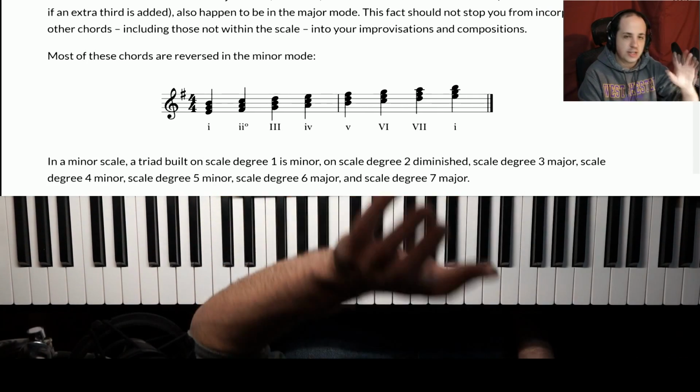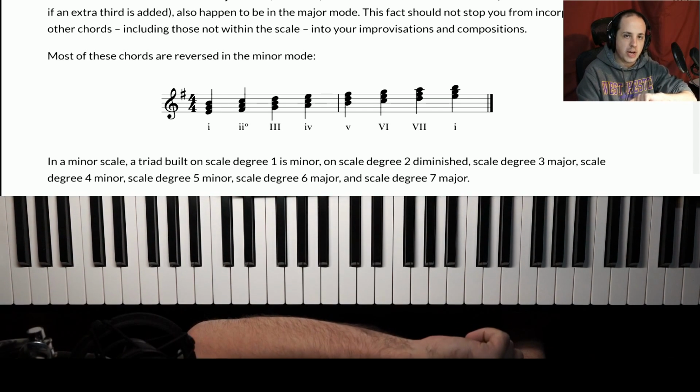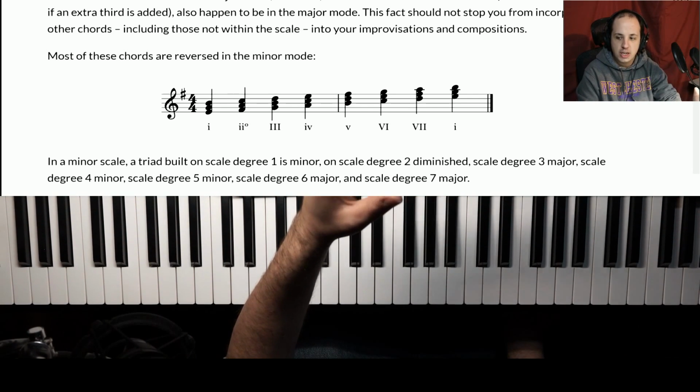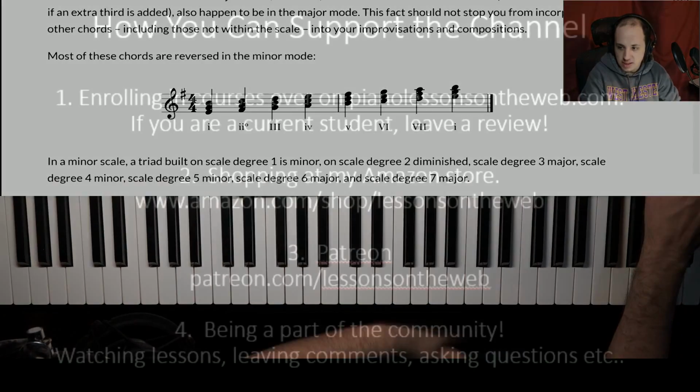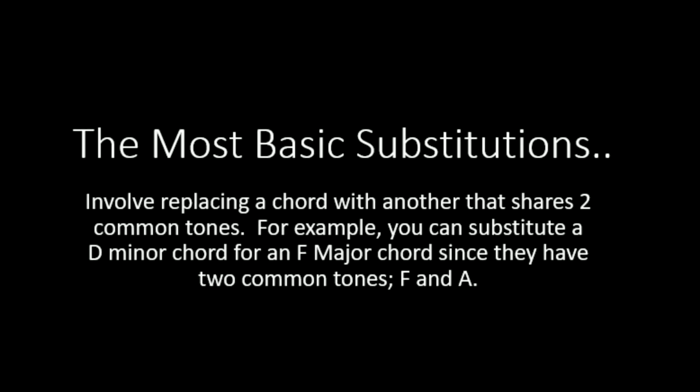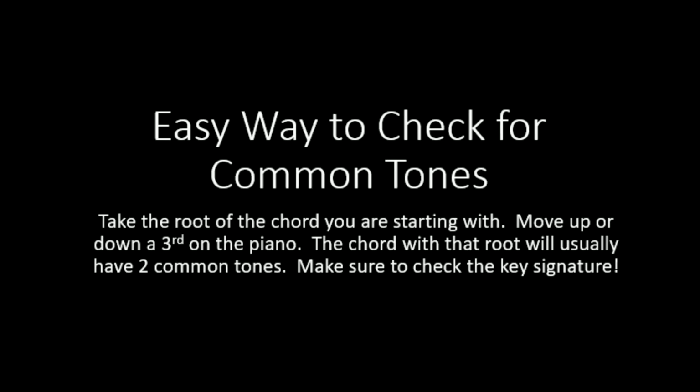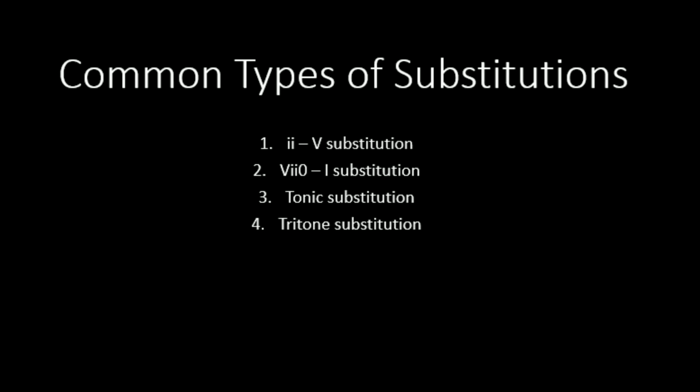So the answer is that these chord substitutions do work for minor scales. You just have to keep in mind that instead of a 2-5 substitution, it's going to be a 2 with a diminished sign to a minor 5 chord substitution. But the chords you're actually substituting are the same. They just change in quality. So you'll have to check that out.